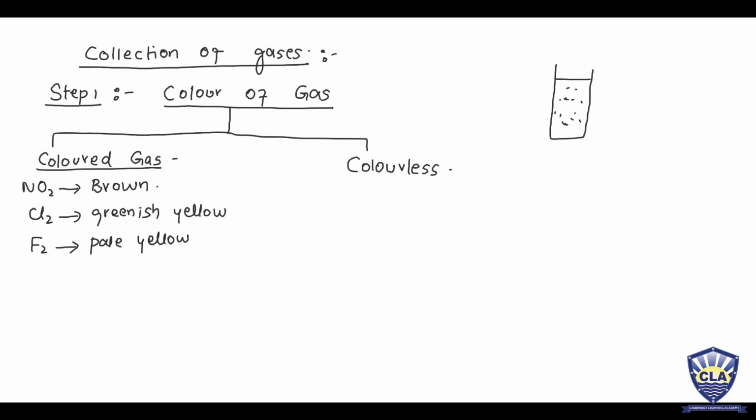Okay, my dear, if the gas is colorless, you are unable to see whether the gas is collected or not. If you look around, air is present, but air is colorless, you are unable to see the air. So if the gas present within the gas cylinder is colorless, you are unable to see whether the gas is collected or not. Then you have to move towards step two. For a colorless gas, you have to move towards step two. And what is step two?